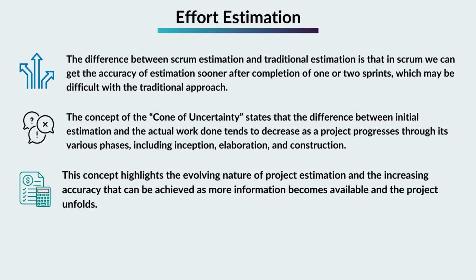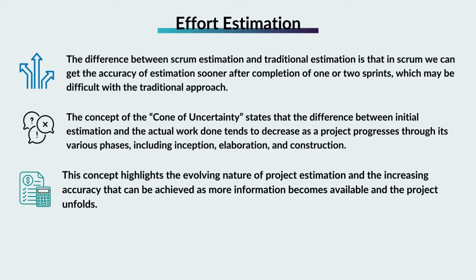The concept of the cone of uncertainty states that the difference between initial estimation and the actual work done tends to decrease as a project progresses through its various phases, including inception, elaboration, and construction. This concept highlights the evolving nature of project estimation and the increasing accuracy that can be achieved as more information becomes available and the project unfolds.